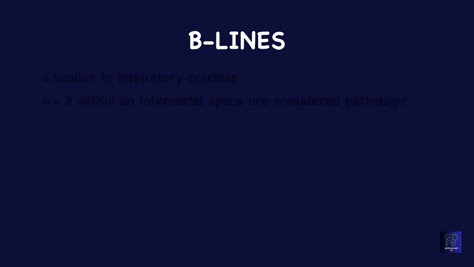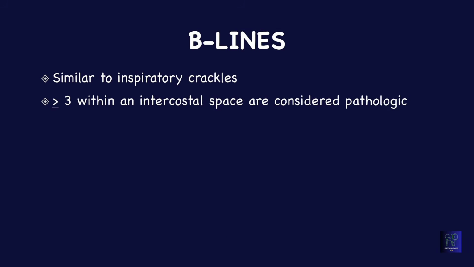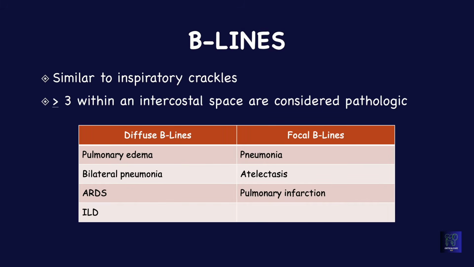B lines have the same significance as inspiratory crackles on lung ultrasound. Three or more B lines within an intercostal space are considered significant or pathologic. When you see diffuse bilateral B lines, the main differentials include pulmonary edema, bilateral or atypical pneumonia, ARDS, and interstitial lung disease. These are all typically diffuse bilateral processes. Focal B lines can be seen in pneumonia, regional atelectasis, and pulmonary infarction.